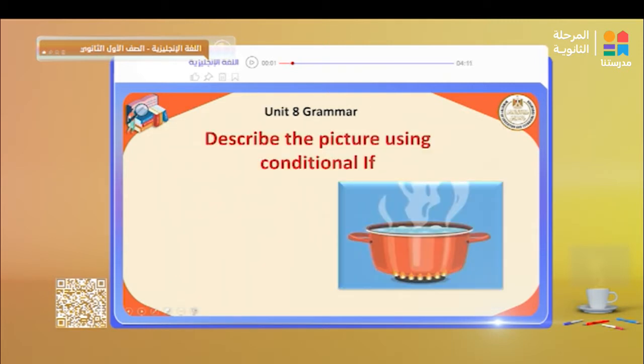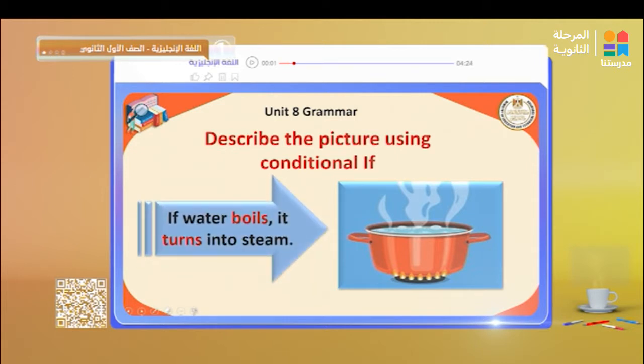Now look at these pictures and try to use if conditional to express about this picture. What can we say about this picture? As you see here in the picture, water is boiling. So what can we say about the picture using if? We can say, if water boils, it turns into steam. This is a fact. Whenever you put the water on the oven and it boils, it turns into steam.